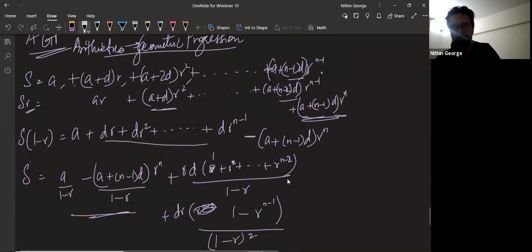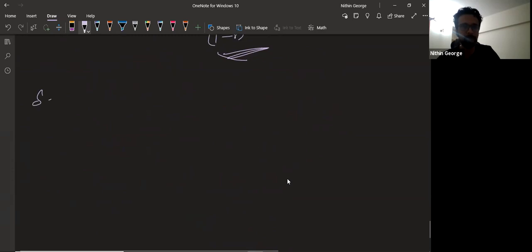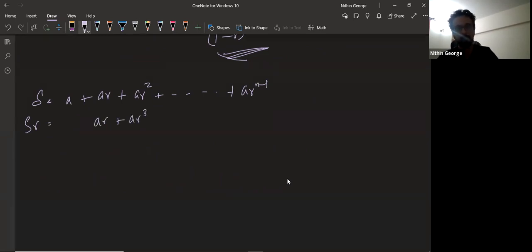Remember the method. Even for a GP, this is applicable. The sum of a GP, S, is equal to A plus AR square all the way up till AR power n minus 1. Now, S into R is what I do next step. So that will become AR plus AR square plus AR cube all the way up till AR power n minus 1 plus AR power n. So this is what I get.